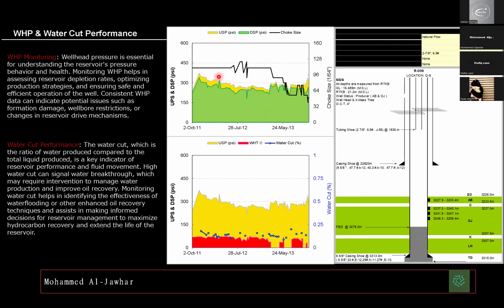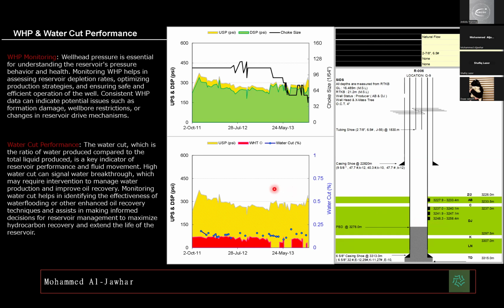What is the pressure, upstream and downstream pressure? What is the water cut? Can you notice the water cut? Is it stable? Do you have any peaks? What has happened in terms of upstream pressure and downstream pressure? What about upstream temperature and downstream temperature? These indicators can indicate the well performance and reservoir performance.